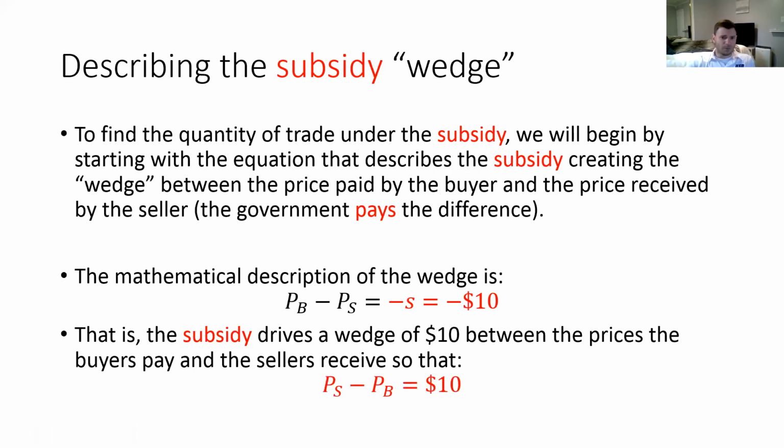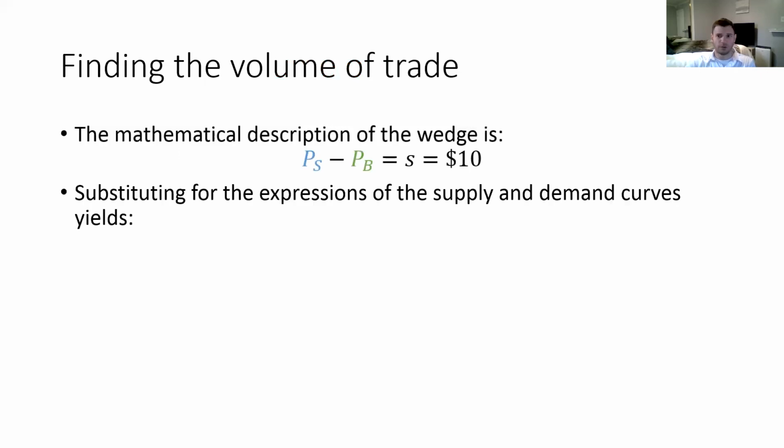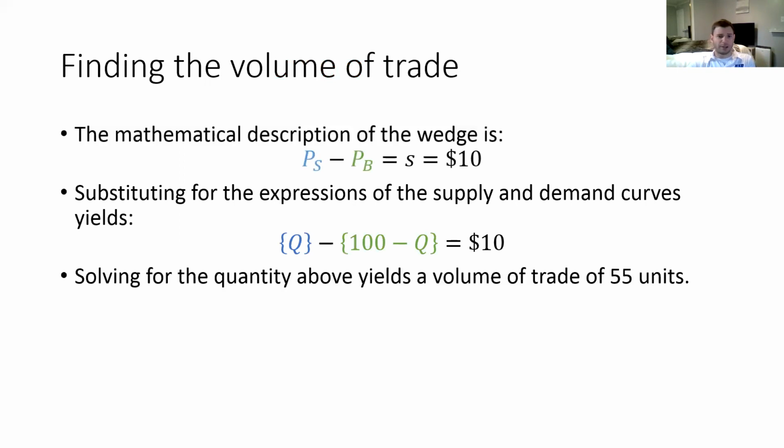Now we want to find the volume of trade under the subsidy, so we're going to plug in the supply and demand curves very similarly to how we had done this before. The equation for the supply curve was PS equals Q. The equation for the demand curve was PB equals 100 minus Q. So I plug those in, add the 2Q over, add the 100 over to the right, divide by 2, and you should find that the quantity of trade under the subsidy increases to a volume of 55 units.